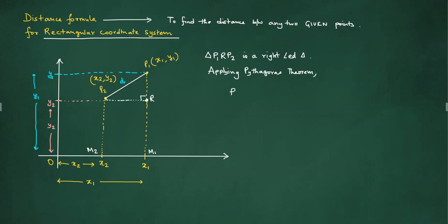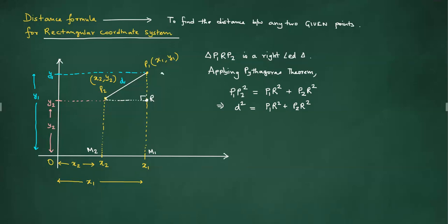That is, P1P2 square is equal to P1R square plus P2R square. This is the Pythagoras theorem, right? So P1P2 we are already familiar with. That is my d square, and d is what we need to find out. Now, P1R square plus P2R square. What we need to do is find out the value of P1R and the value of P2R.